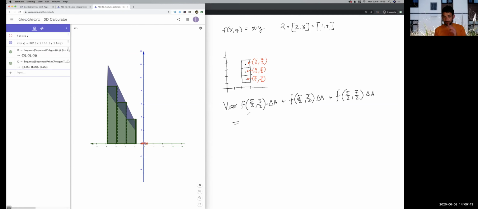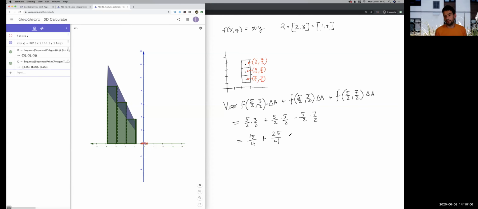So what are we going to get? f of 5 halves, 3 halves is just the product of these. 5 halves times 3 halves times 1, plus 5 halves times 5 halves times 1, plus 5 halves times 7 halves times 1. So we get 15 fourths, plus 25 fourths, plus 35 fourths. And so we have 75 fourths as our approximating volume.